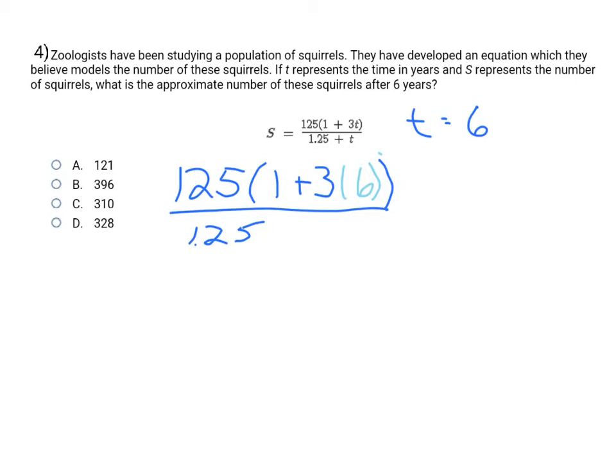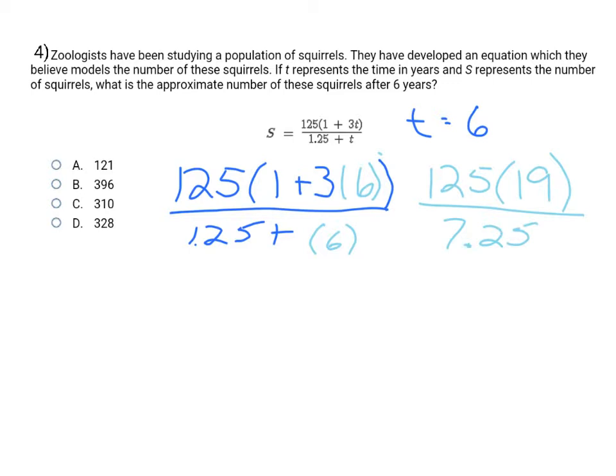substitute. So then on the bottom, I have 1.25 plus 6. And then I just follow order of operations. So I'm going to take 3 times 6 is 18 plus 1 is 19. So I'm going to have 125 times 19. And then on the bottom, I can go ahead and add 1.25 plus 6 is 7.25.